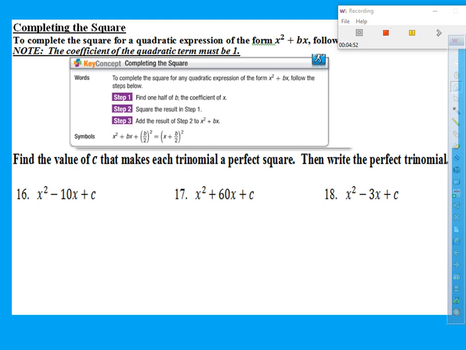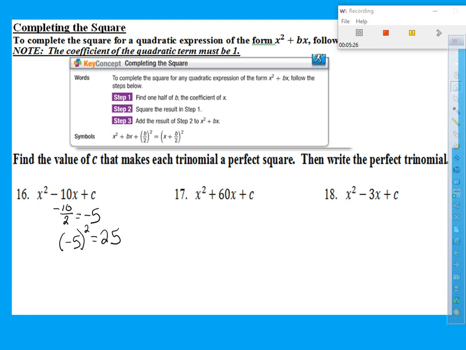So real fast, on 16, 17, and 18, I need to show you how to figure out the value of c, in case we didn't last class, so that it will become a perfect square trinomial. The fastest way to do this is to figure out what c is going to be. I'm going to take 1/2 of -10. So I'm going to take -10 divided by 2, and I'm going to get -5. Your next step is you square -5. So -5 squared is 25.